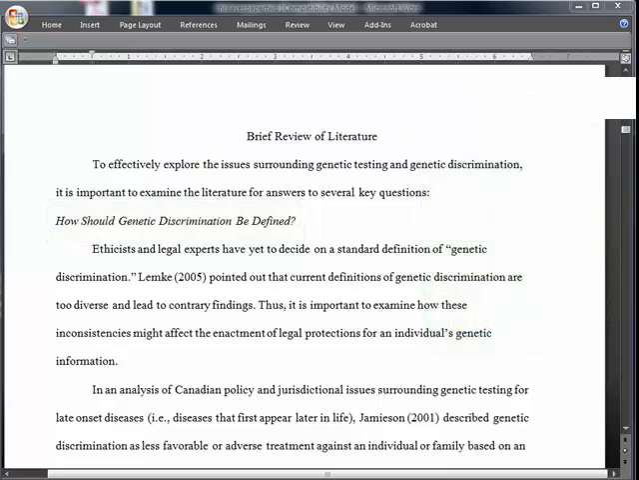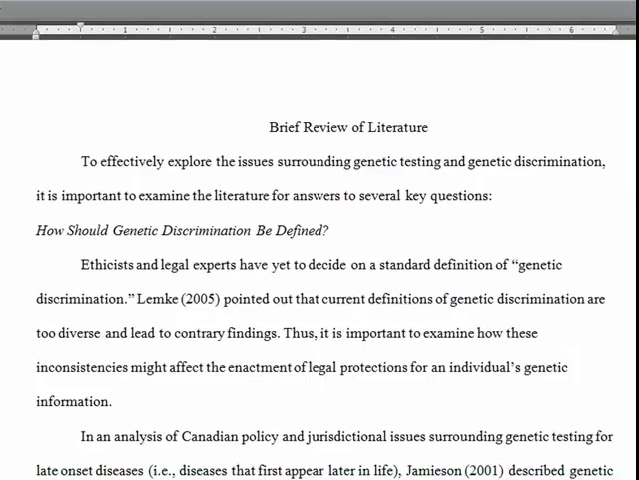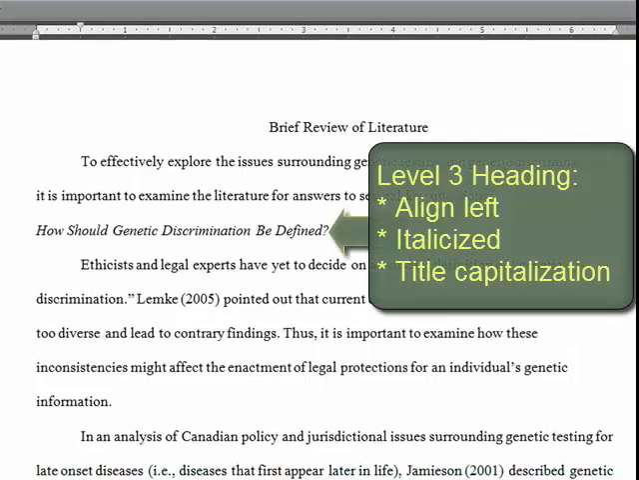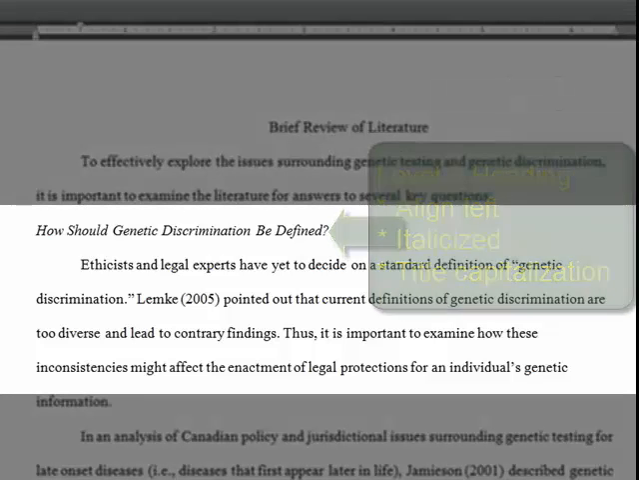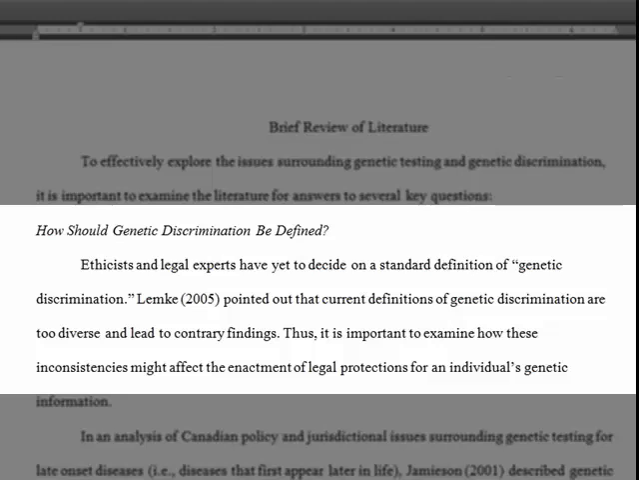Okay, picking up here with our Level 3 heading in our first question, how should genetic discrimination be defined? As you see, this Level 3 heading is aligned left, italicized, and uses title capitalization. Now for the paragraph underneath it.